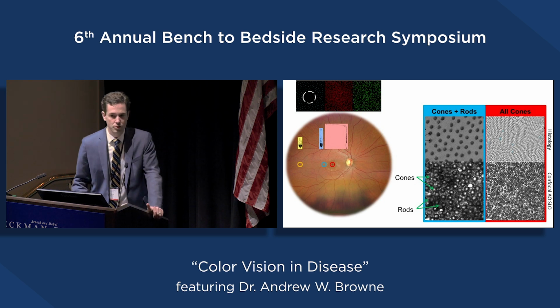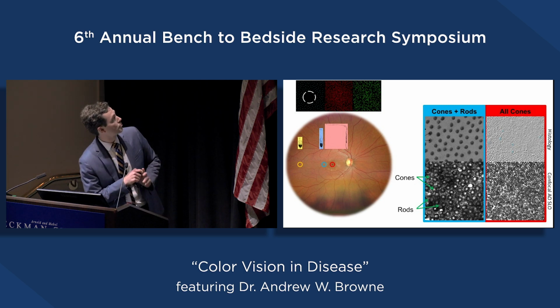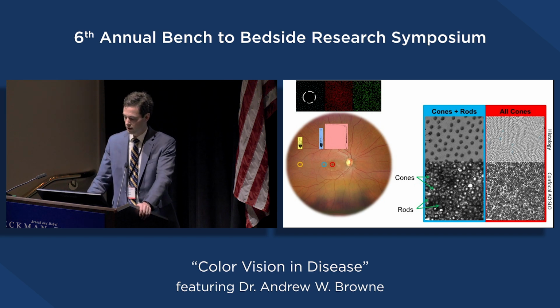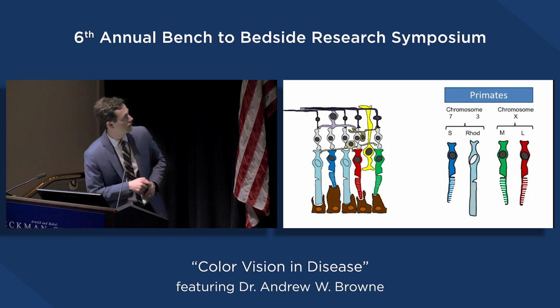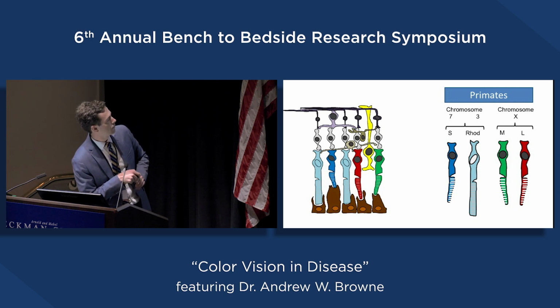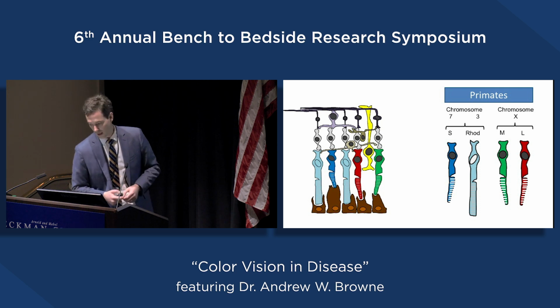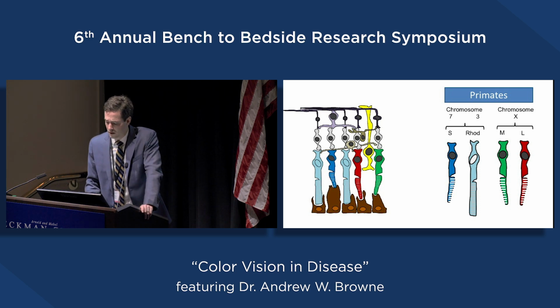Interestingly enough, the distribution is not uniform. In fact, in the central part of our fovea, there are no blue cones, and then the green and reds are distributed fairly evenly. So if we take a diagrammatic cross-section of the retina, we can see that there are rods and 3 different cone opsins. And in primates, these are encoded on different chromosomes, where the red-green color blindness is encoded on the X chromosome, and the rod and the short wavelength opsin are on the 3rd and 7th chromosome.